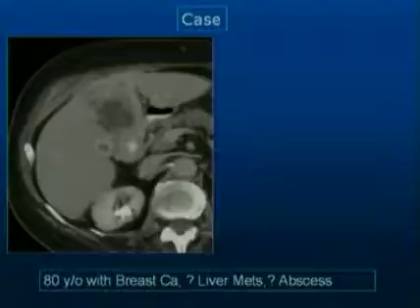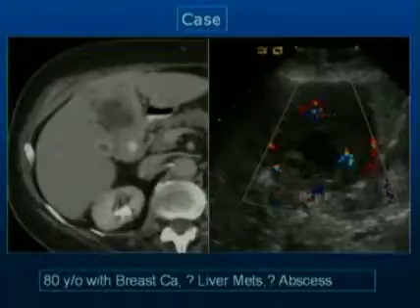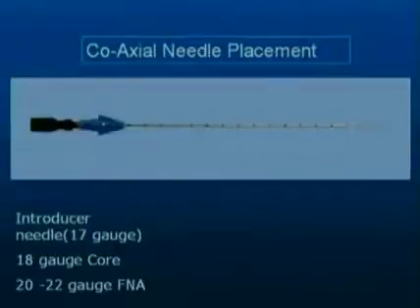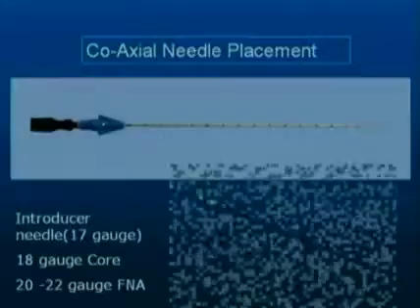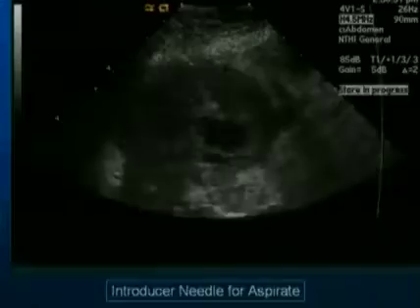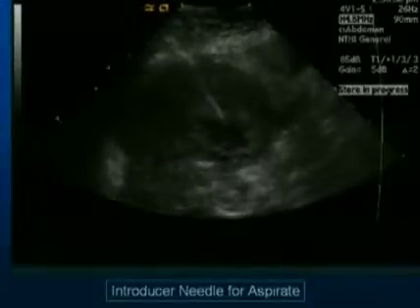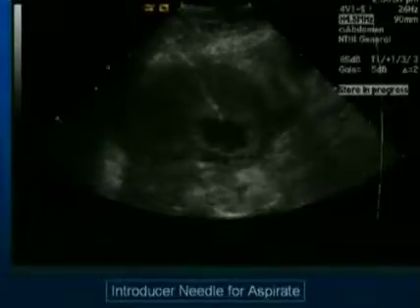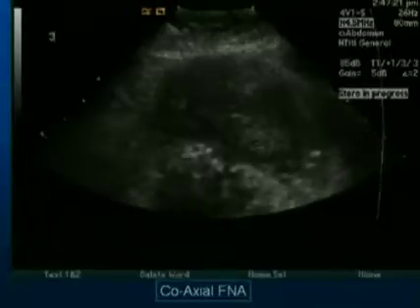An 80-year-old with breast cancer. This is question liver mets, question abscess. I put in my initial needle. This is what the image looked like. My coaxial needle that I was going to put in, a 17 gauge, and then I'm going to do potential core. And this shows the initial needle placed into the lesion, aspirating all the central fluid.